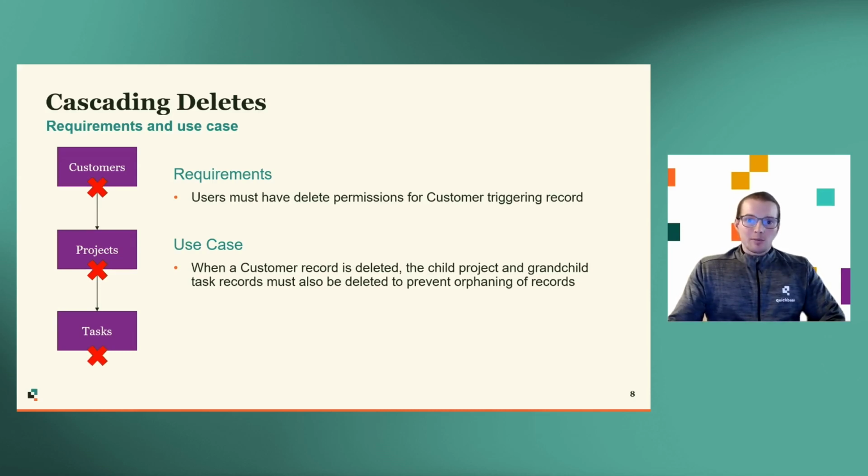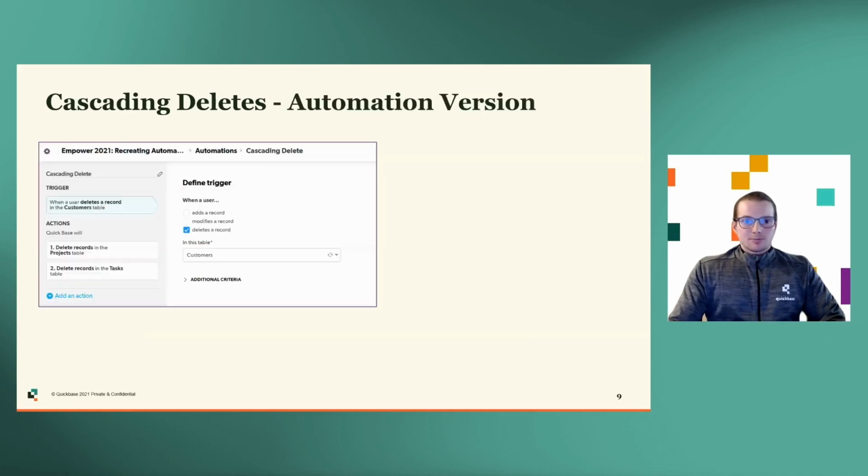One of the requirements here is to make sure that our users do have the ability to delete in our triggering table, which in this case is going to be the customers table. And when they do that, it'll go ahead and search for the records that are related to it, the projects and the tasks, and delete those as well. We can do this in automations today, as I mentioned.